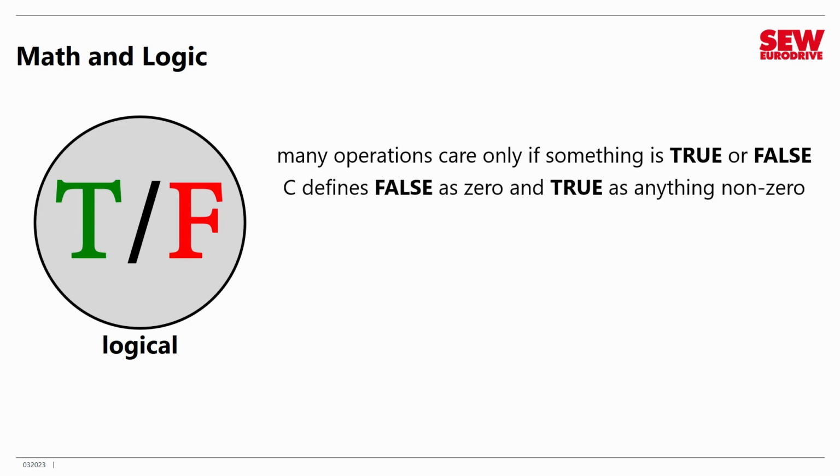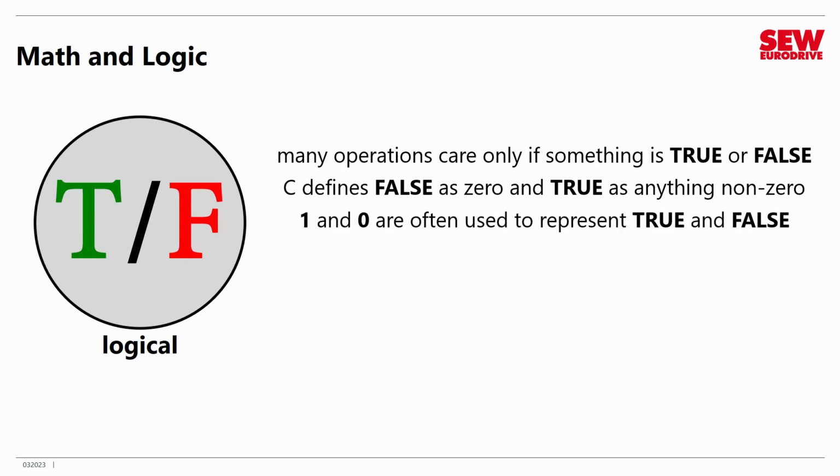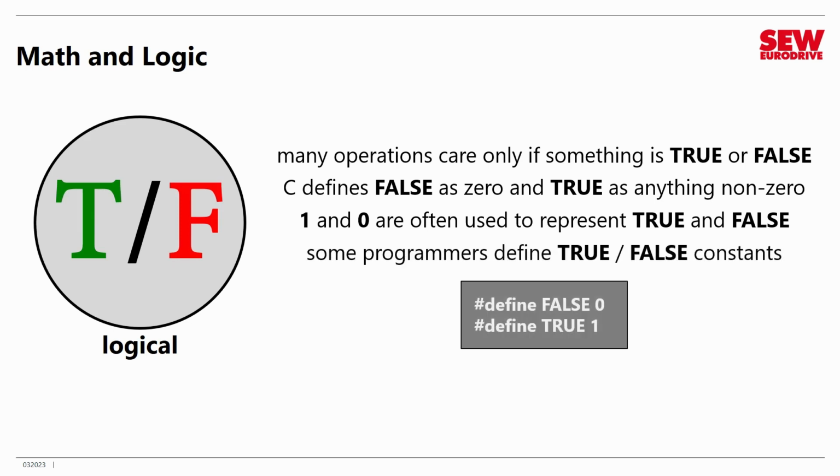Now, in the C language, false is defined as 0, and true is anything that isn't 0. So 105 would be considered true. However, a lot of programmers like to think of true and false as 1 and 0. So many programmers just stick with 1 and 0 and treat those as true and false. And to make that easier in their code, they often define two constants called false and true, and they assign them to 0 and 1, and they just use false and true throughout their code instead of 0 and 1. And that makes it more readable, and then there's no question about what's what.